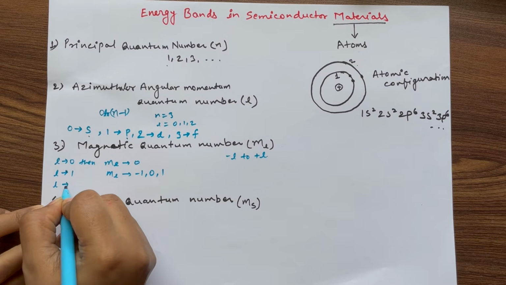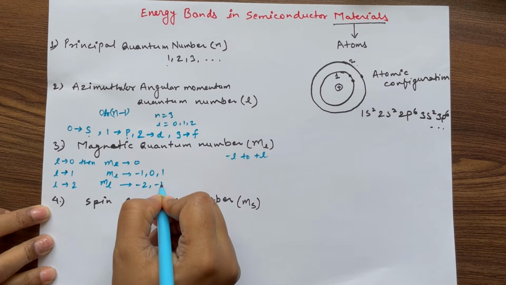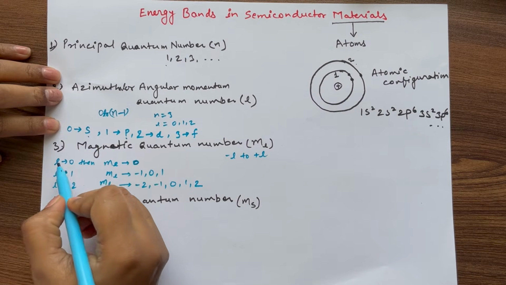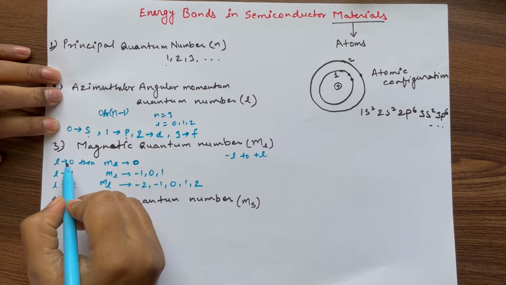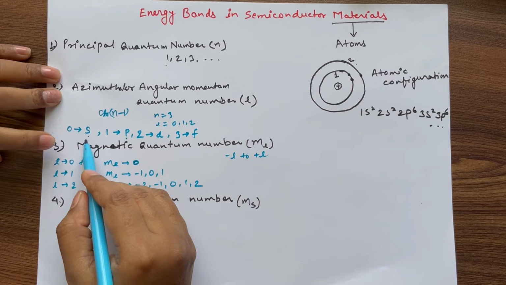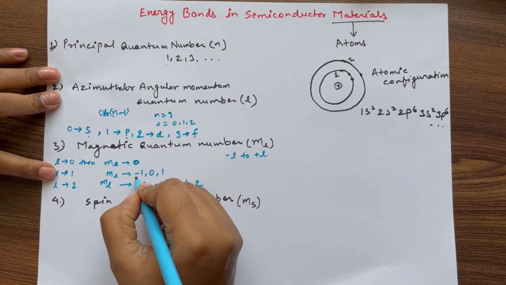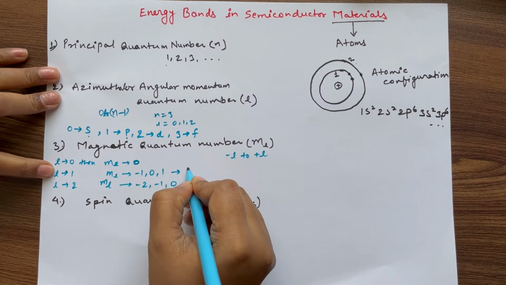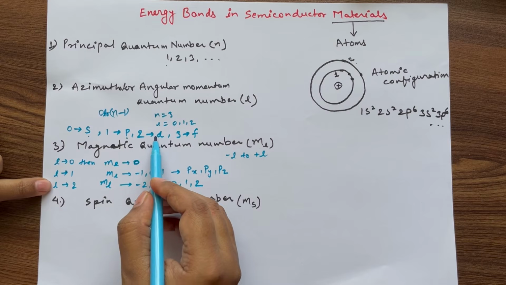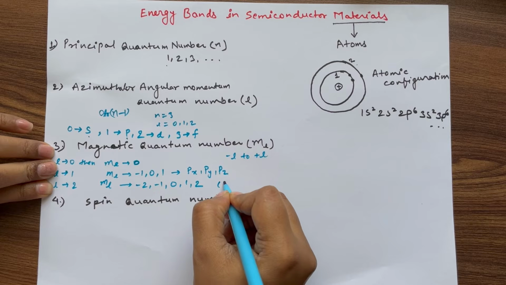If l is 2, then ml is -2, -1, 0, 1 and 2. That means the s orbital, which belongs to l equals 0, has only one orientation because it is spherical in shape. The p orbital, corresponding to l equals 1, will have three orientations. What are those three orientations? px, py and pz. Similarly, the d orbital, corresponding to l equals 2, will have five orientations.